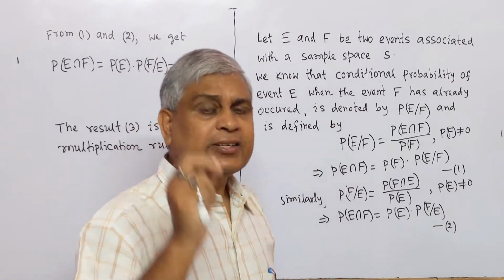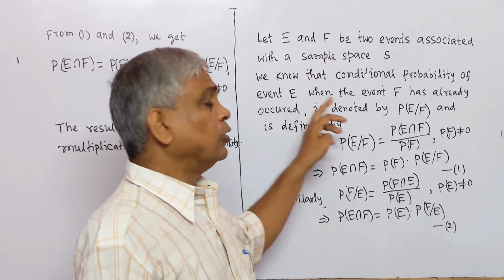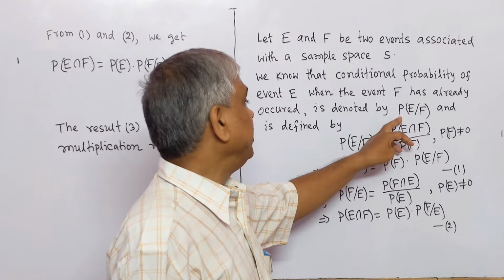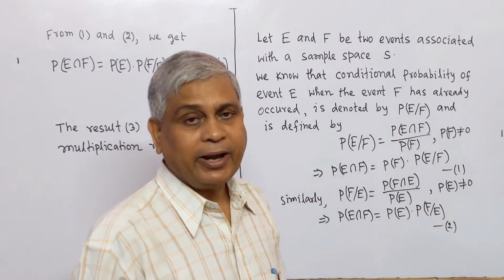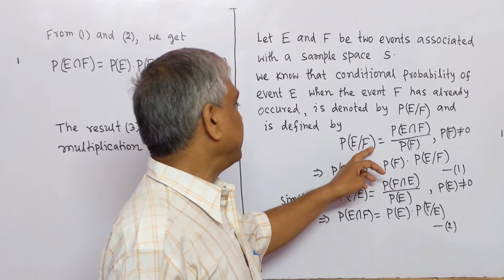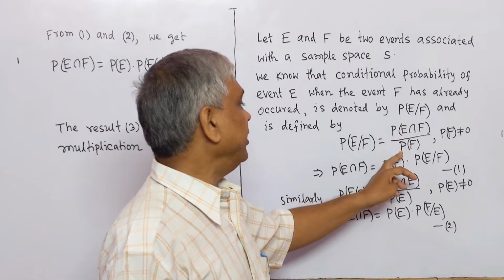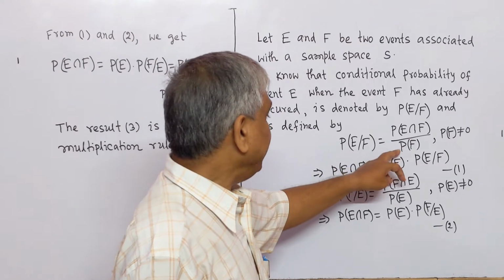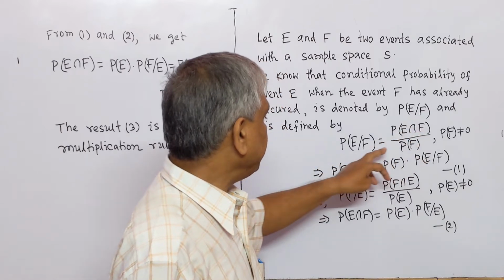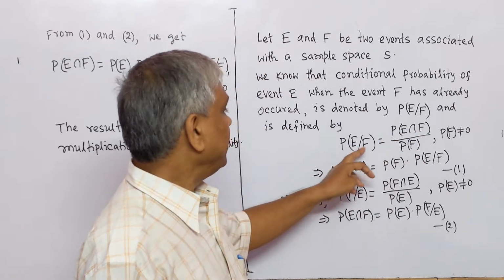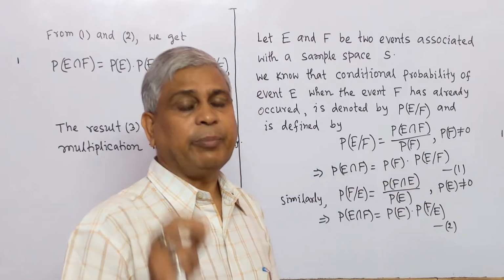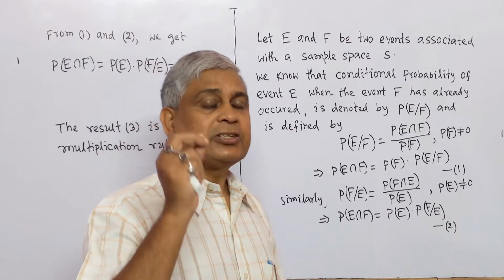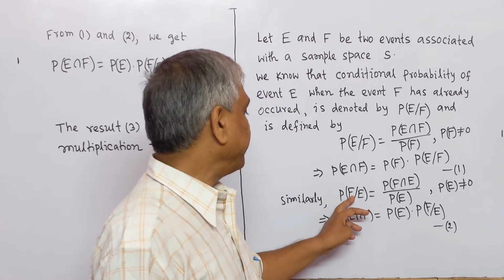We know that the conditional probability of the event E when the event F has already occurred is denoted by P(E/F) and defined by P(E/F) = P(E ∩ F) / P(F), P(F) not equal to 0. Here we may write this as P(E ∩ F) = P(F) × P(E/F). This is number 1.